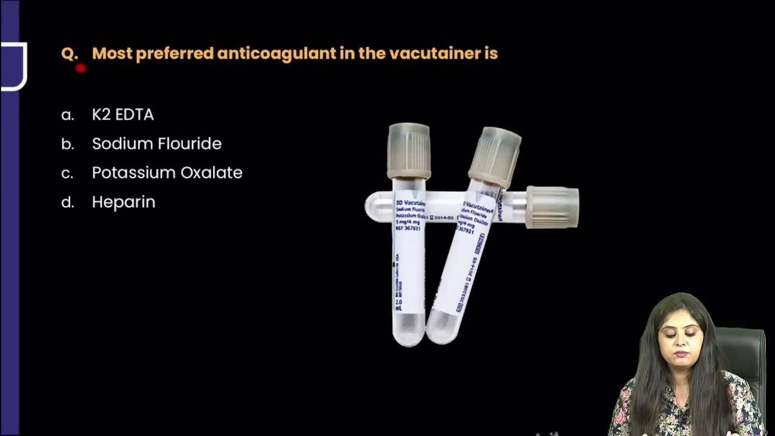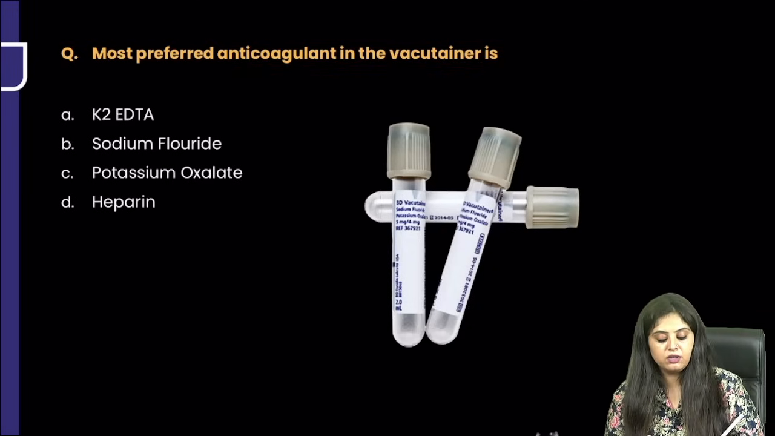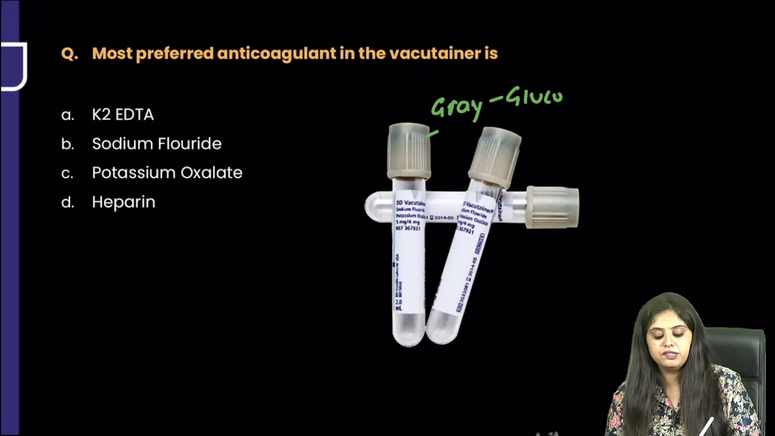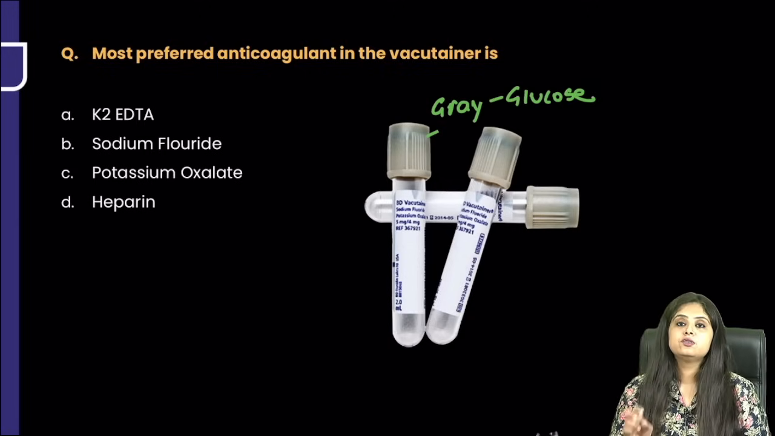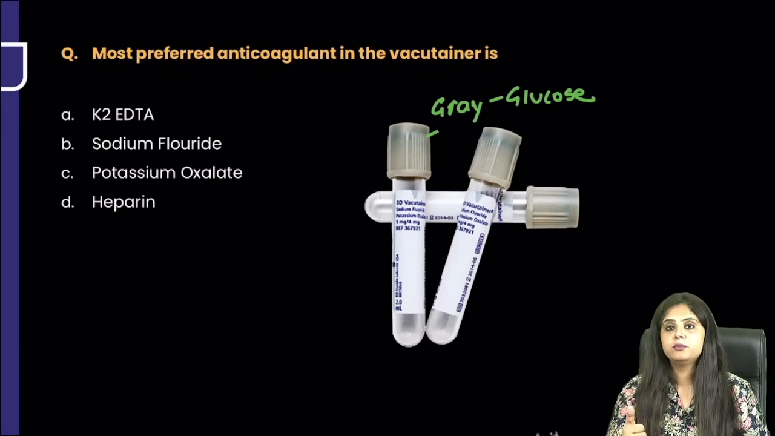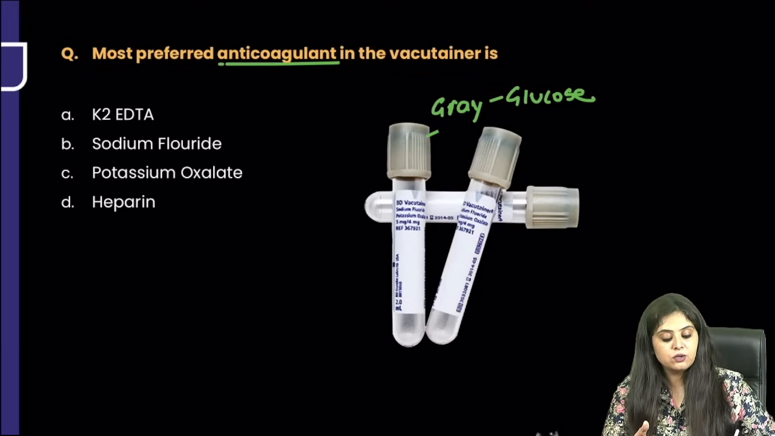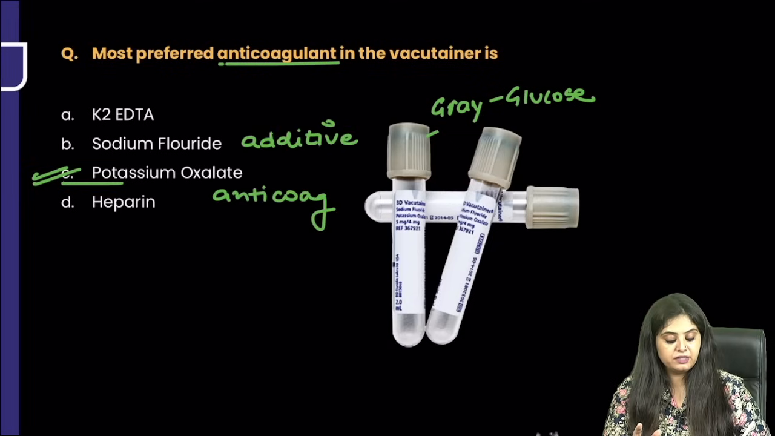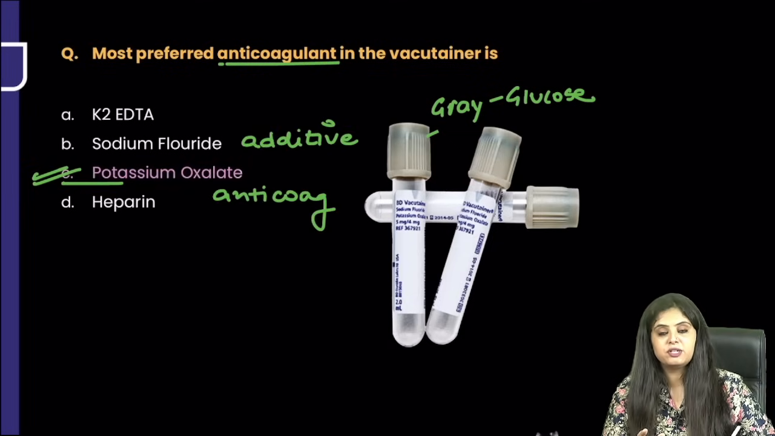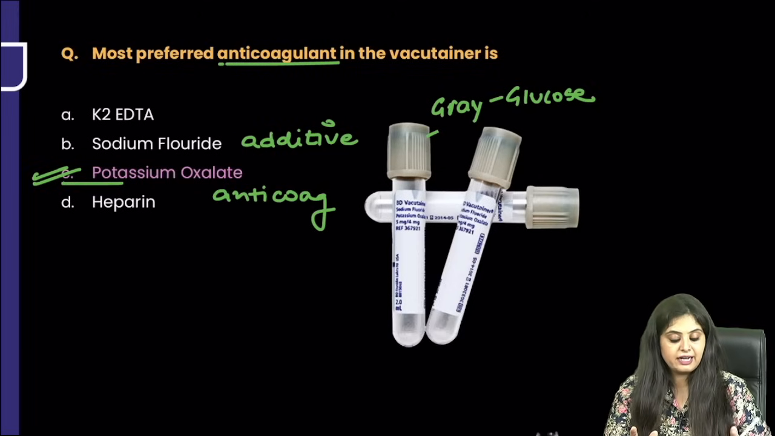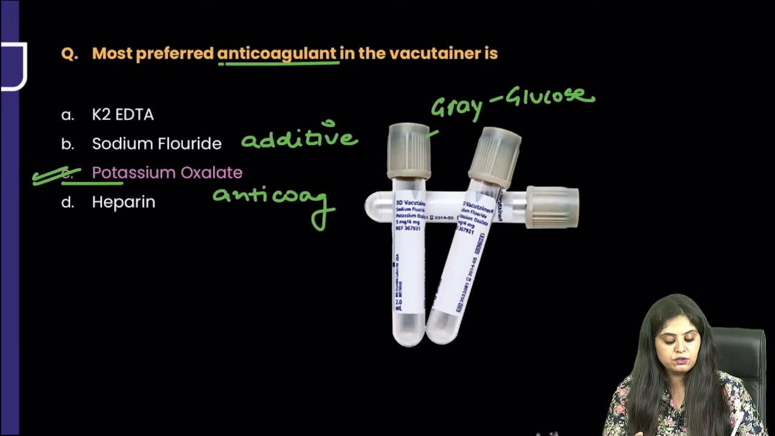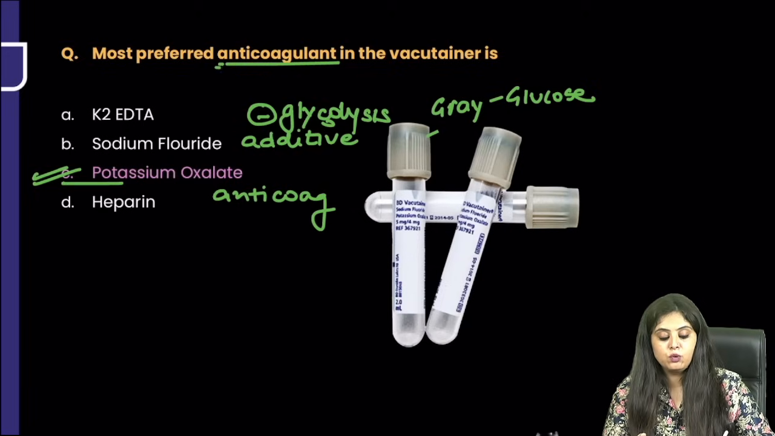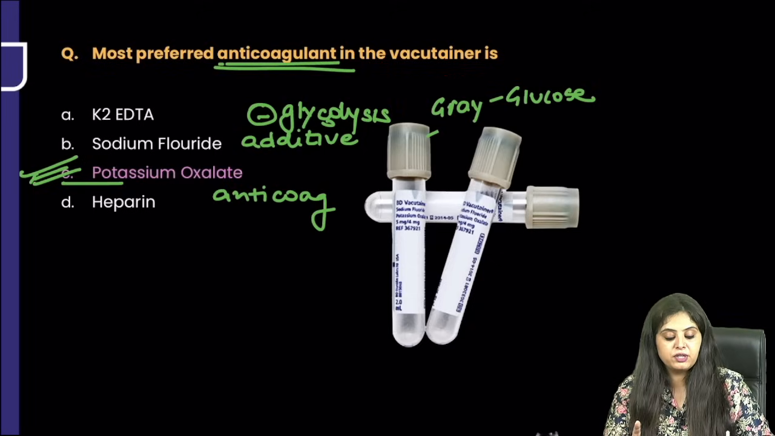Moving on to the next one, preferred anticoagulant. I know what you always go for is that, okay, if it's gray, then it is used for everything to do with glucose estimation. Glucose estimation has two components. One, you have to stop the blood from clotting, and that is what is asked. The anticoagulant used over here is not sodium fluoride, it is potassium oxalate. The anticoagulant is potassium oxalate. What is sodium fluoride? That is an additive that will basically stop the glycolysis from occurring, but that is not the question asked here. They are asking you what will stop the blood clot, and the answer is potassium oxalate.